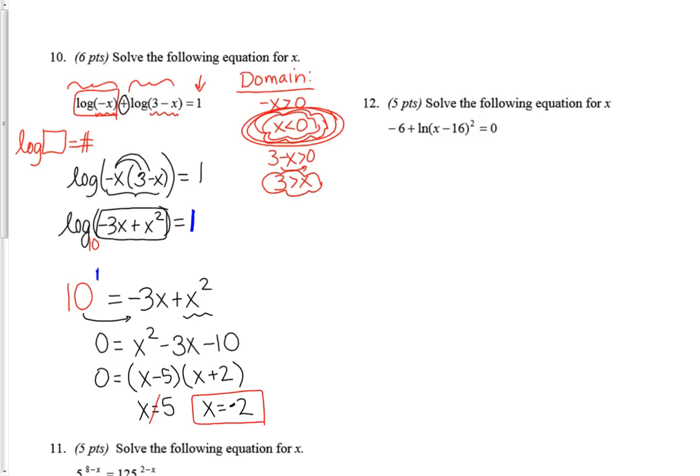So in this case, the negative actually does work. When I go to plug negative 2 into the original problem, I would be taking the log of the opposite of negative 2, so the log of positive 2. In the second log, I would be taking the log of 3 minus negative 2, or the log of positive 5, which also works. So I can see that x equals negative 2 is the only answer that works. The other one was extraneous.